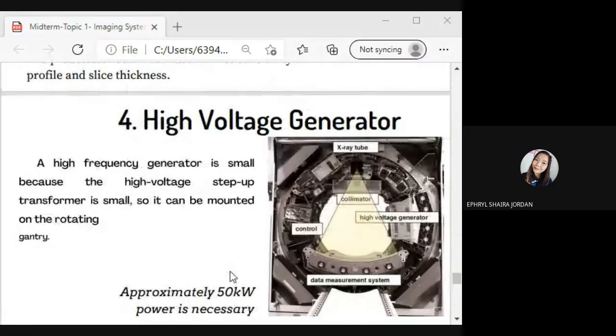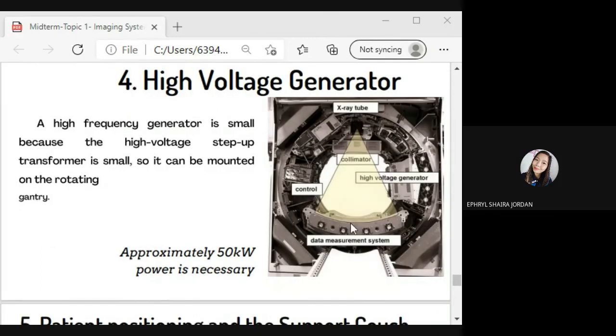The fourth subsystem is the high voltage generator. A high frequency generator is small because the high voltage step-up transformer is small, so it can be mounted on the rotating gantry. In a properly designed multi-slice spiral CT imaging system, the two should be matched to maximum capacity. Approximately 50 kilowatts of power is necessary for the gantry operation.